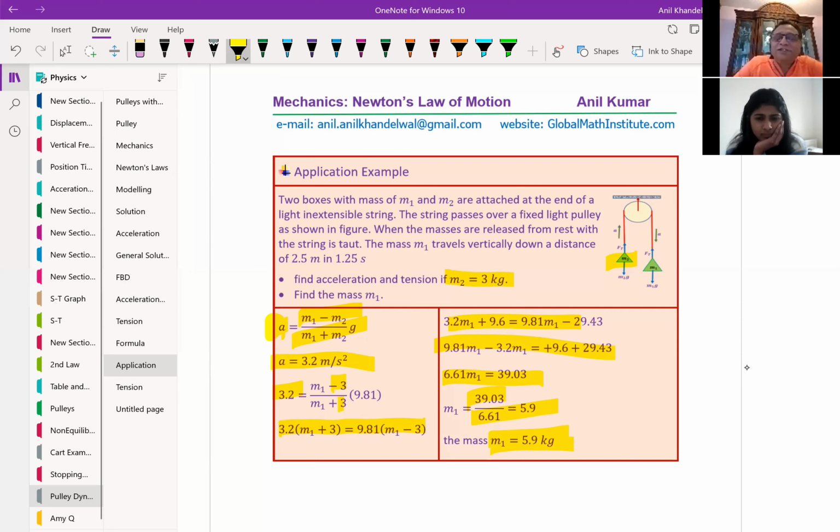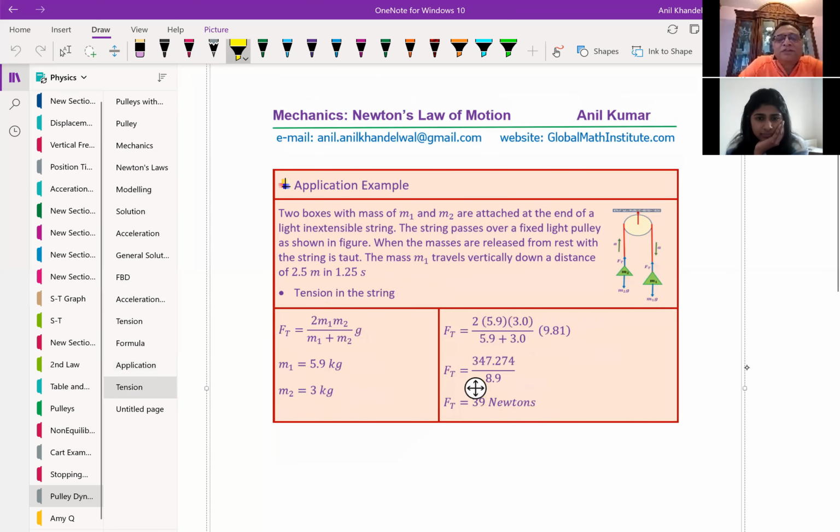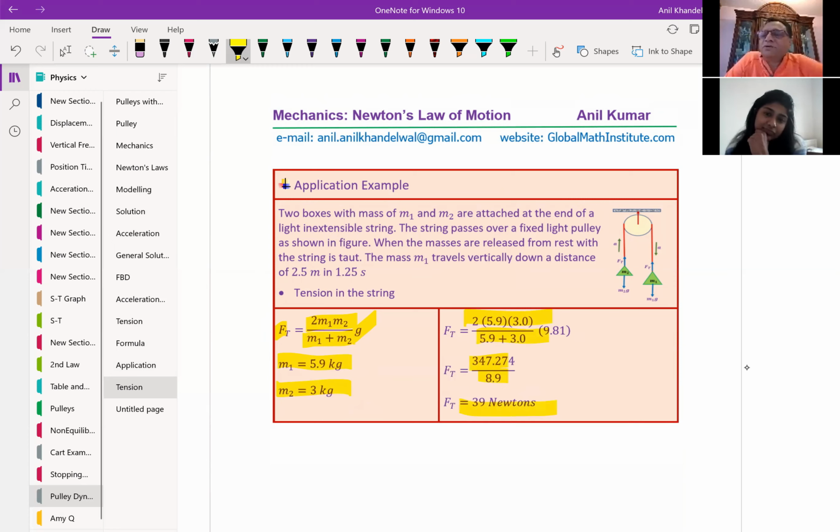We can find the tension using our formula, 2 M1 M2 divided by M1 plus M2. So we have this formula for tension, 2 times M1 M2 divided by the sum of the masses times the gravitational force, right? Substituting the values which we just calculated and were given to us, we find the tension, which comes to 39 newtons. Is that clear to you?